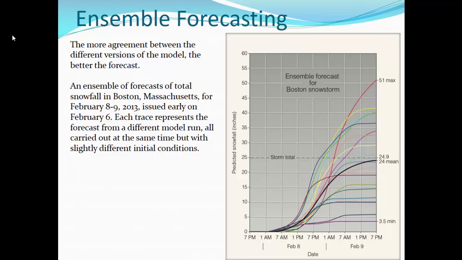Each of those colored lines is a different output from the same model, either slightly different initial conditions or slightly different model equations. And the more agreement there is between the different versions of the model, the better the forecast. And this one's showing a pretty wide variation from 3.5 inches of snowfall up to 51 inches of snowfall. So the mean there around 24 is probably closer to what may actually happen, but we ultimately don't have a lot of agreement.